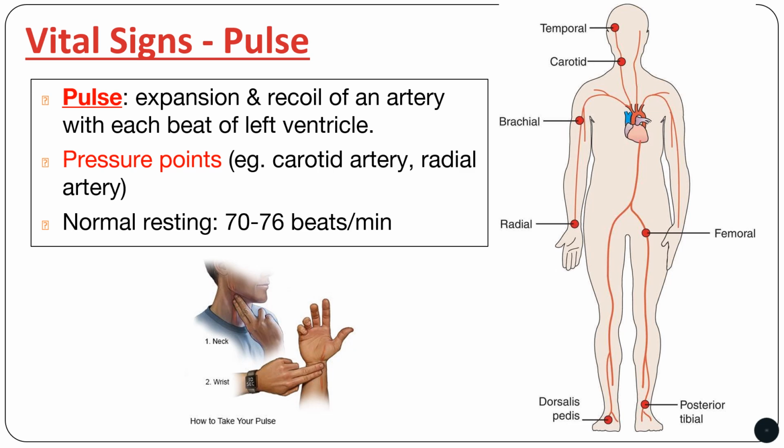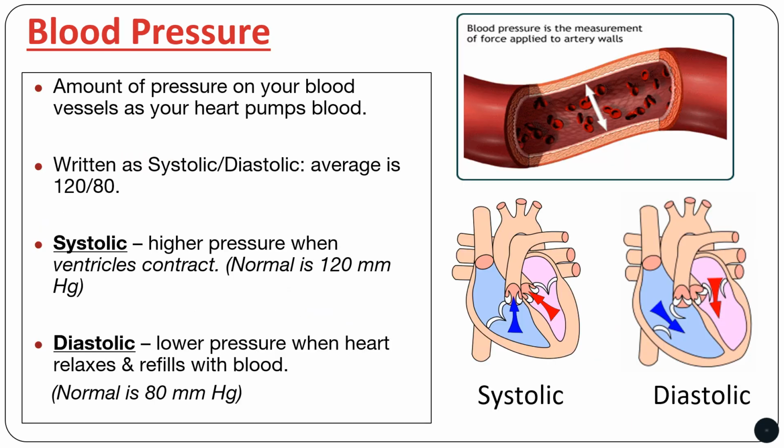Let's talk a little bit about vital signs. Pulse is going to be the expansion and recoil of an artery with each beat of that left ventricle. As the blood is being pushed through there, it is stretching those arteries, and you're actually able to feel that, and that is how pulses happen. A normal resting pulse is usually about 70. A safe one is between 60 and 120.